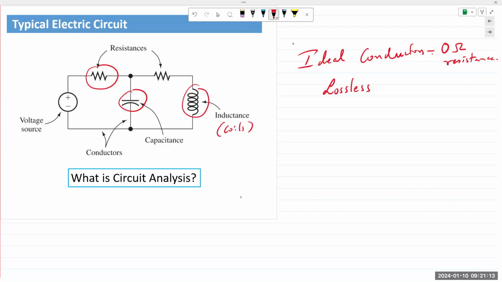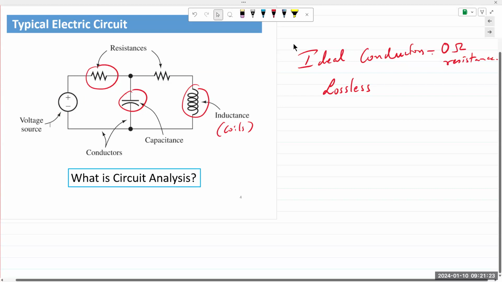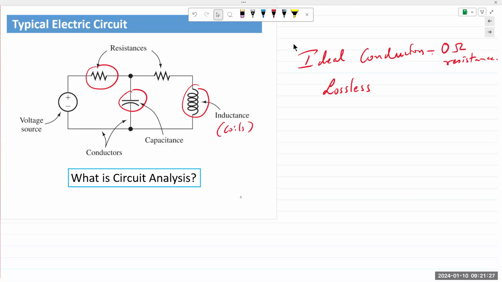Okay. This is a source. A circular symbol is used for a source or for a measurement device. Okay, so source and measurement device is usually a circle.